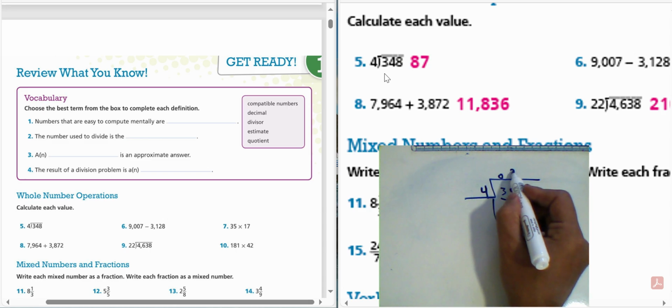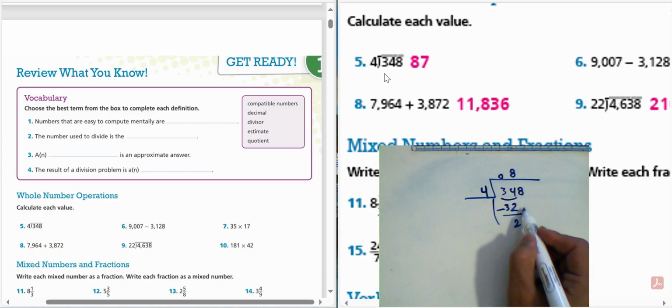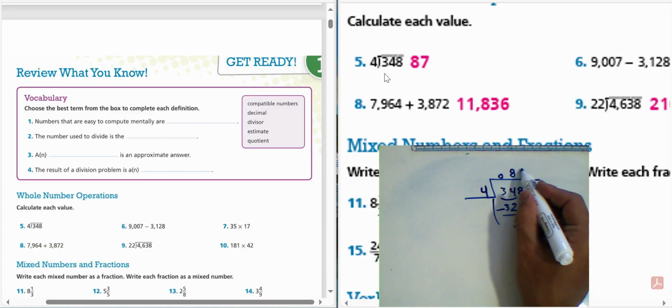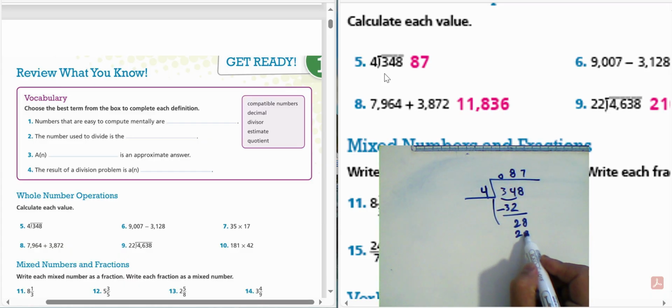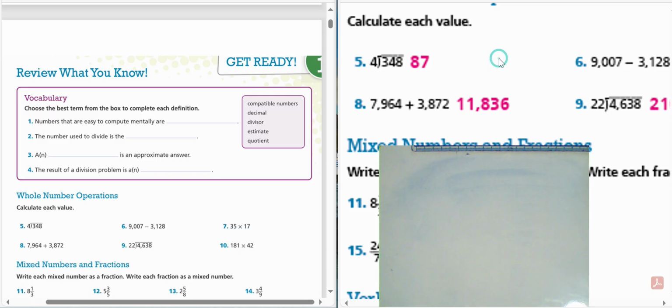4 times 8 equals 32. And then find the difference. 34 minus 32 equals 2. Then drop 8. 28 divided by 4 equals 7. 4 times 7 equals 28. Then the quotient here will be 87.